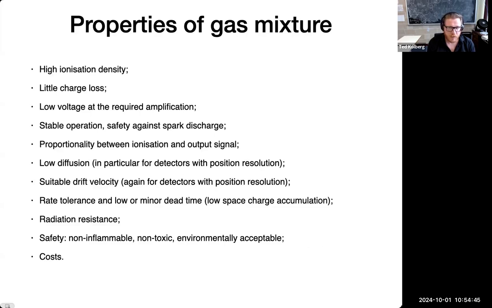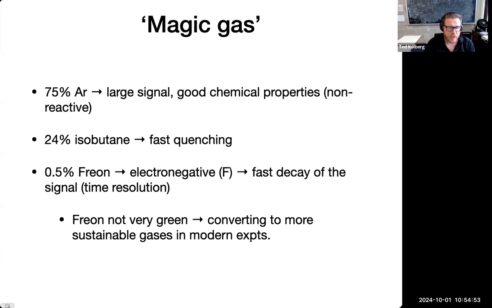So for many decades, people have investigated different gas mixtures to try to hit as many of these criteria as possible. And one good answer turns out to be something called the magic gas. It sounds like something they would pass around at a party. But what the magic gas consists of is 75% argon. Argon is chosen for its large primary ionization signal. It also has good chemical properties. It's a noble gas, so it's non-reactive. So you don't have to worry about it rusting your wires or depositing polymers on the walls of your chamber or whatever.